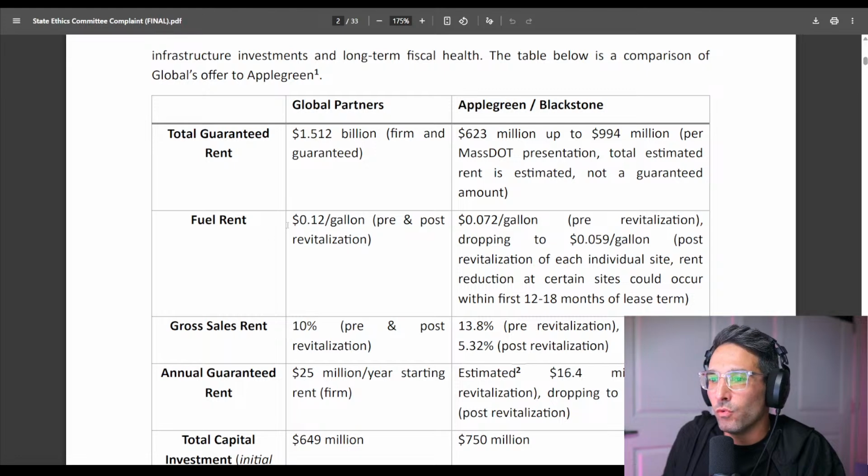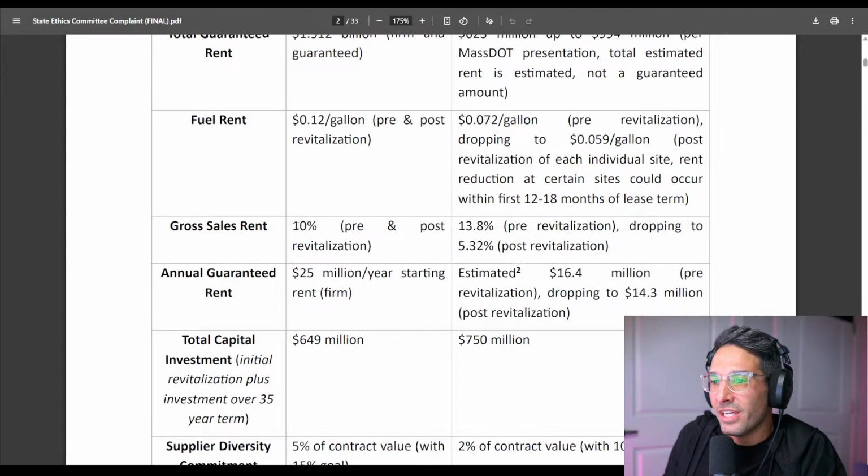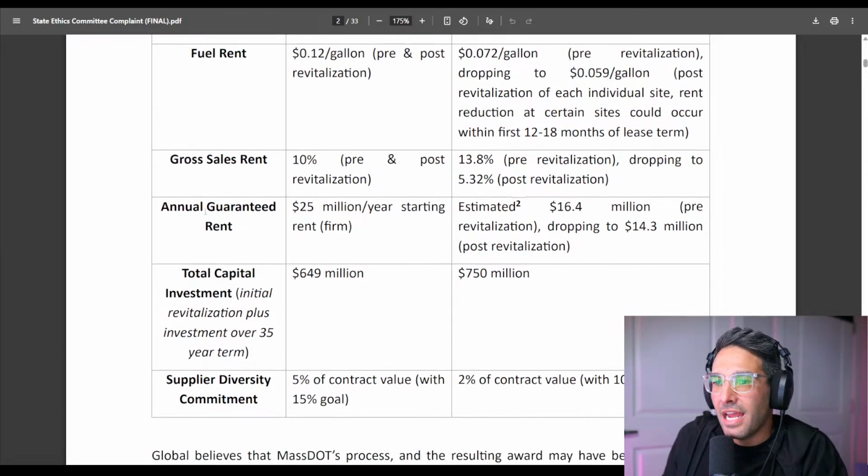And look at this. Fuel rent, 12 cents per gallon, pre and post revitalization. Apple Green, 0.072 per gallon pre-revitalization, dropping to 0.059 a gallon. Gross sales rent, 10%, versus 13.8% pre-revitalization, dropping down to 5.2 or 5.32% post-revitalization. Annual guaranteed rent, $25 million year starting rent, versus estimated $16.4 million, dropping to $14.3 million post-revitalization.